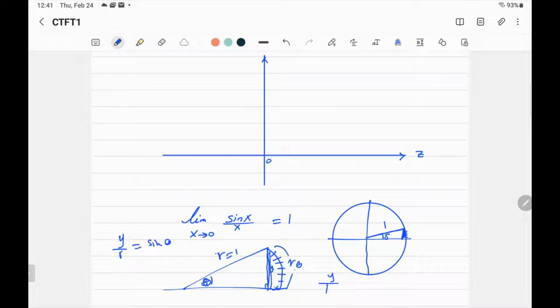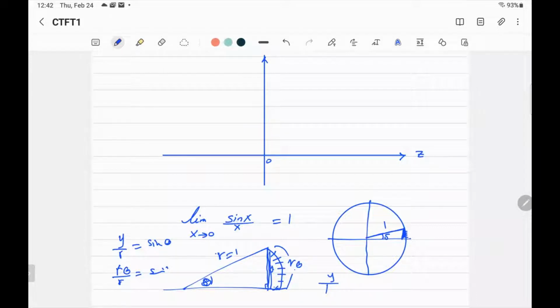However, y is equal to r theta when theta is very small, getting close to 0. So I replace this y by r theta. So r theta divided by r, that's the sine theta. Okay, so that will cancel. So sine theta is equal to theta itself, in radians. So it's equal to theta. Great.